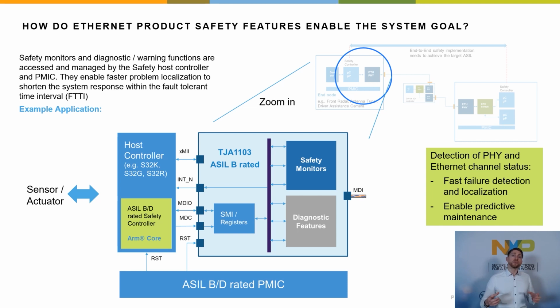That helps to shorten the system response within the fault-tolerant time interval and to better localize an issue that might occur. Further, it enables predictive maintenance as the diagnostic features from 1103 can be regularly tracked, trend analysis can be done, certain patterns can be seen, and with that predictive maintenance is enabled.